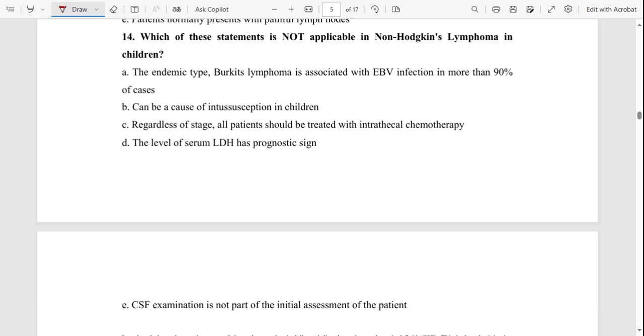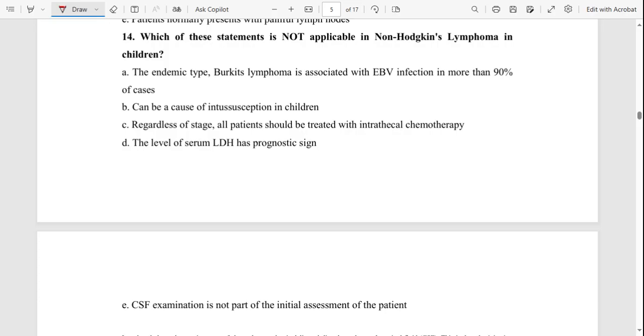So when you want to diagnose this patient, you can take a biopsy of the mass or the lymph node. You can do the CSF exam, which is mandatory, so that you see if there is any CNS involvement. You can as well do a bone marrow aspirate or biopsy, and you can also do imaging, for example CT, MRI, and such.